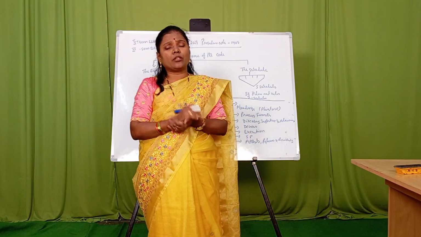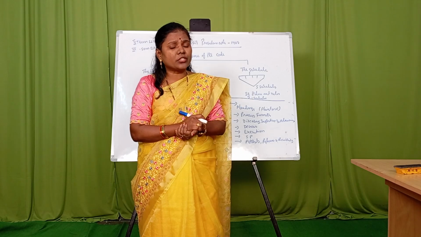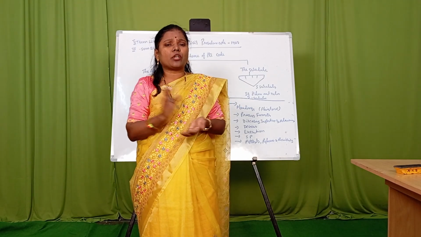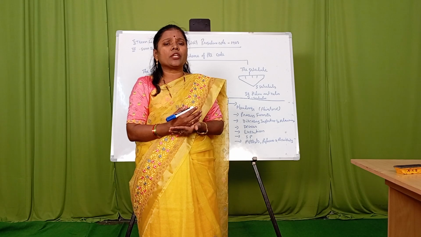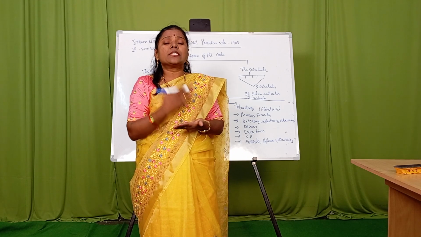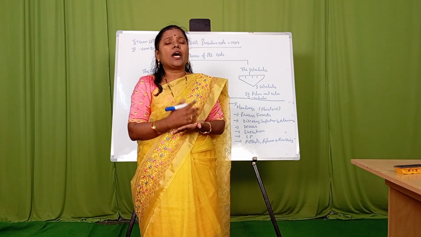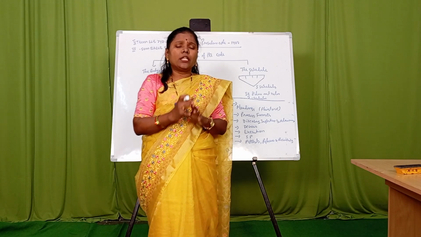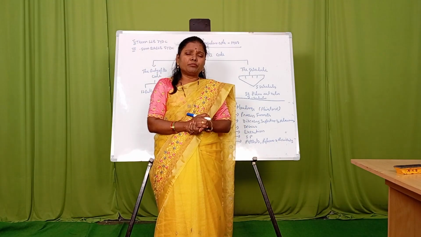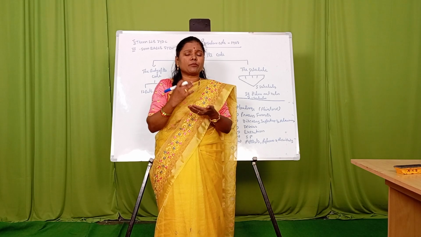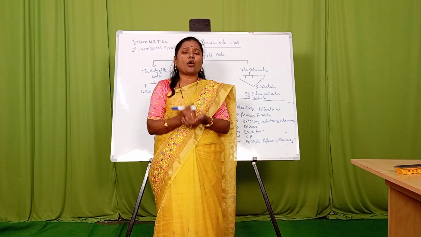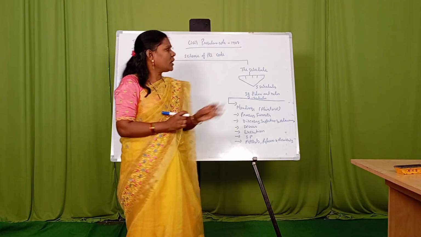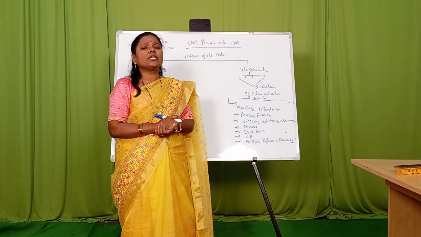How many types of jurisdictions are there? There are more than 10 types: territorial jurisdiction, pecuniary jurisdiction, subject matter jurisdiction, and conclusive, concurrent, advisory, appellate, like that. There are many subjects and concepts interrelated with the Civil Procedure Code, but today I am only discussing the scheme.